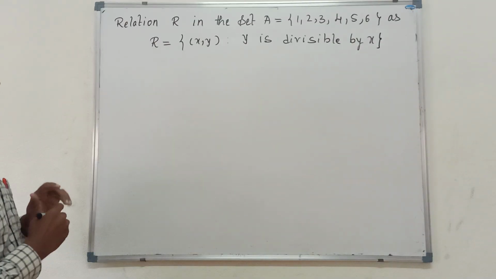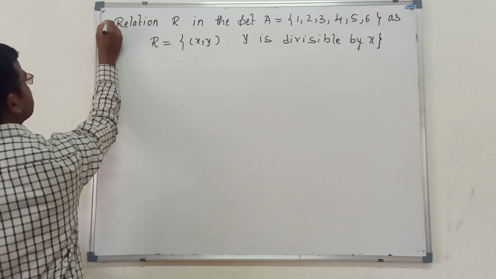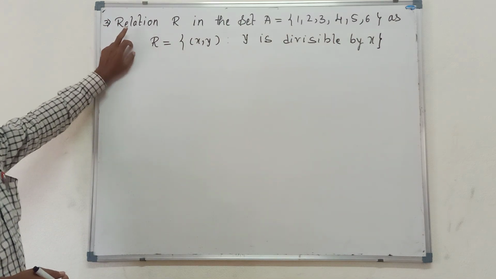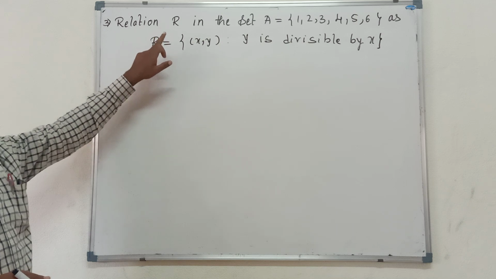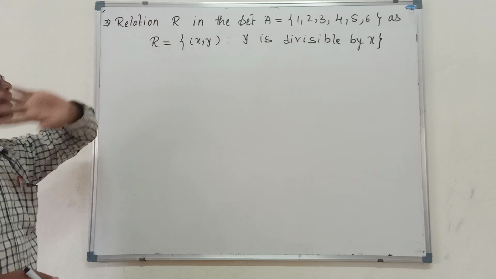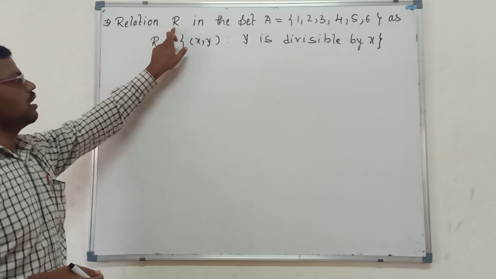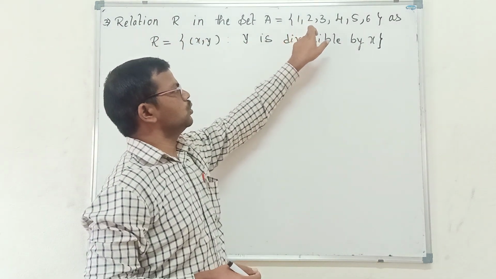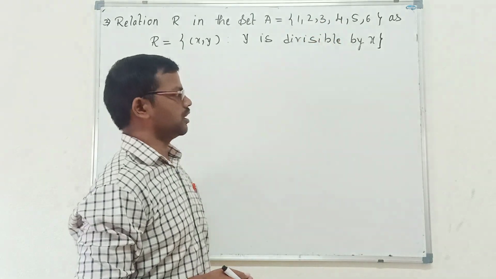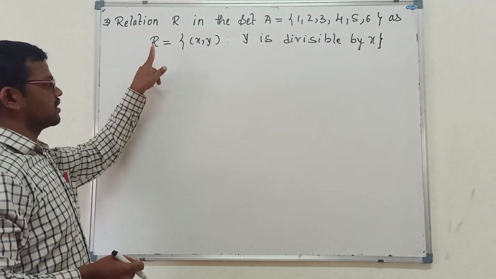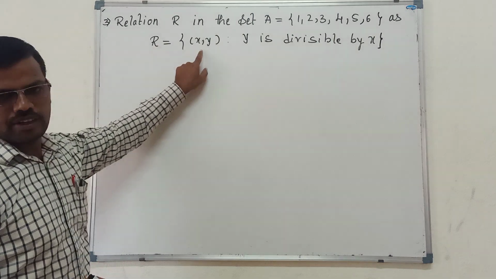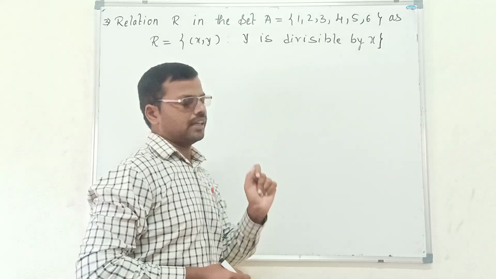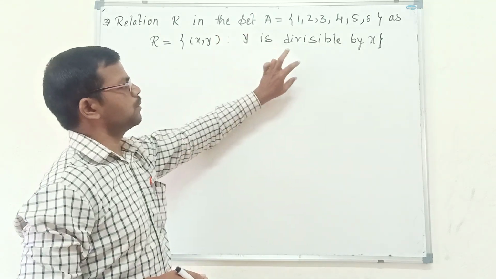So we came to the third problem on relations and functions. We have to determine whether the given relation is reflexive, symmetric or transitive. The relation R in the set A = {1, 2, 3, 4, 5, 6} is defined as R = {(x, y) : y is divisible by x}. So y is divisible by x.